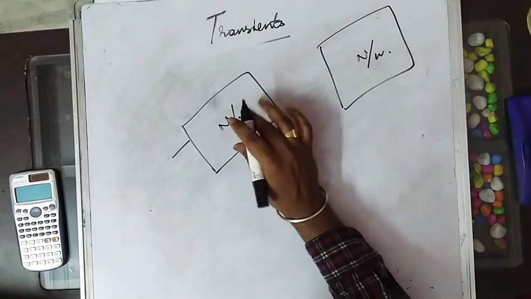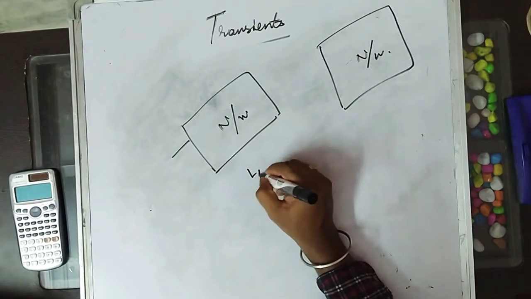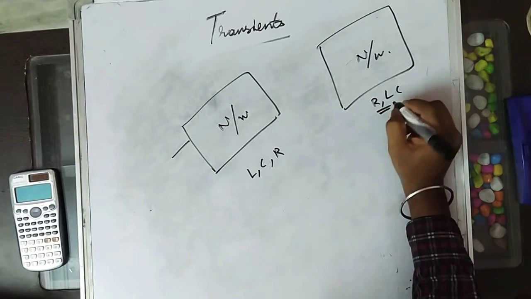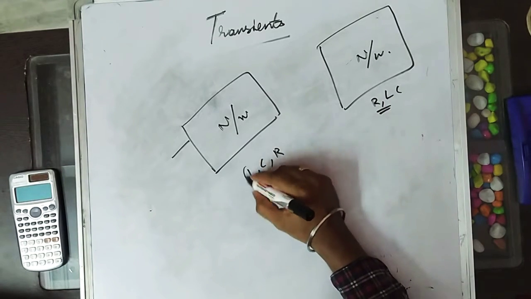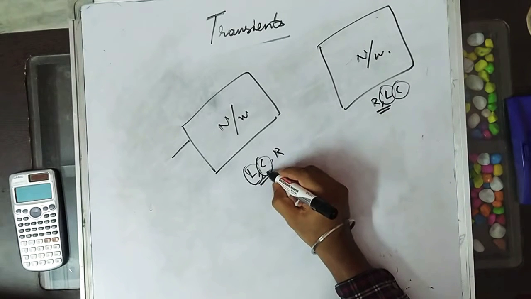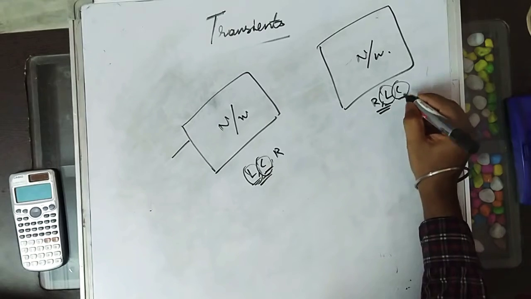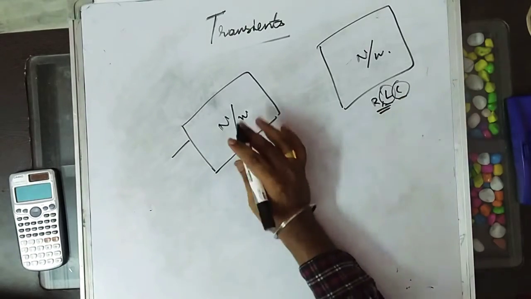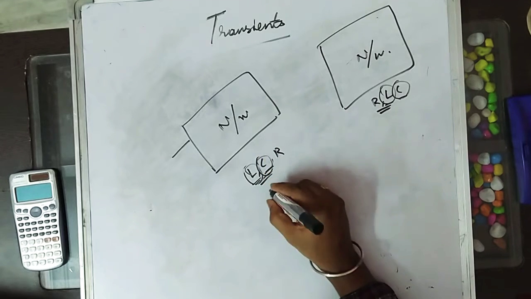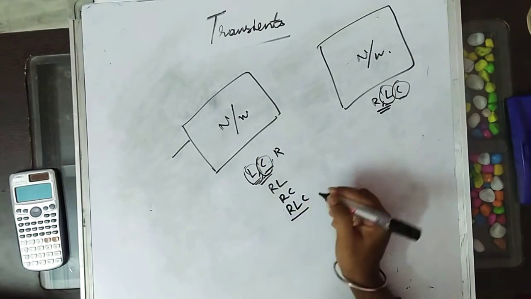This is our same network, having components L, C and R. These are energy storing elements: the capacitor and the inductor will store energy. This network has RL elements, RC elements or RLC elements.